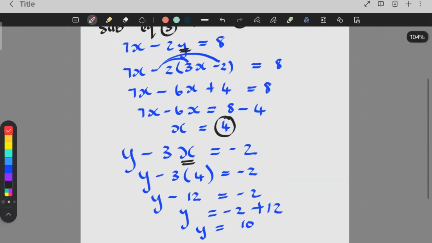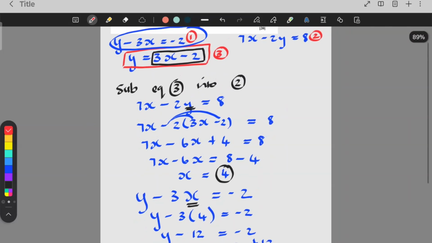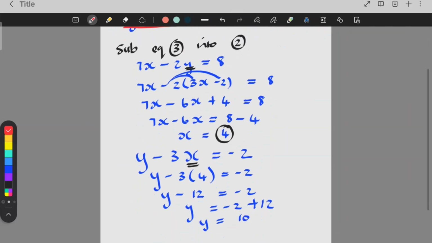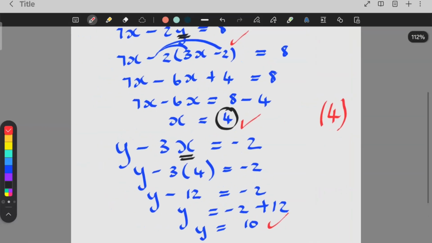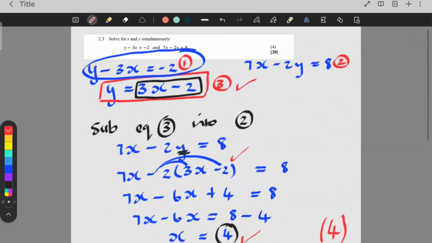So let's mark. The first mark you get is for making something your subject. We chose y. That's a mark. Then for subbing it in here, that's a mark. Then for getting x, and then for getting y. And that is also 4 marks. And that's the algebra questions from this paper, grade 10s.